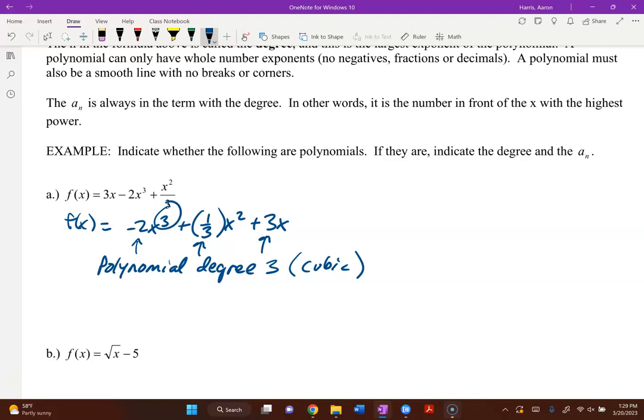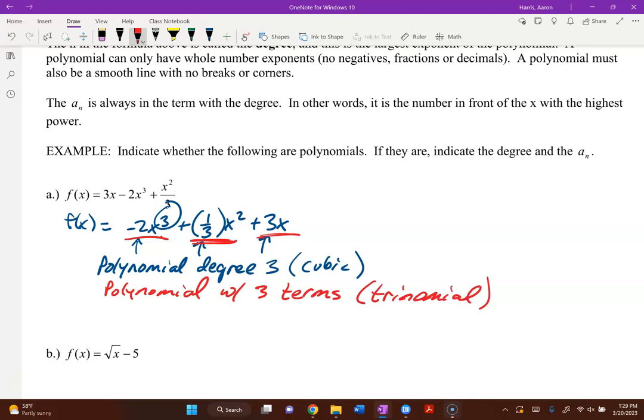Let's also classify it by terms. I have 1 plus 2 plus a third term, right? The terms, number of terms separated by pluses or minuses. I have 3 terms. Polynomial with 3 terms. In other words, that's a trinomial. 3, tri. Right? If there was 2, I'd call it a binomial. If there's only 1 term, I'd call it a monomial.